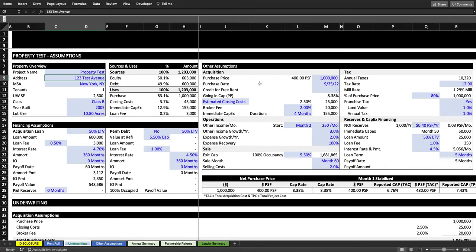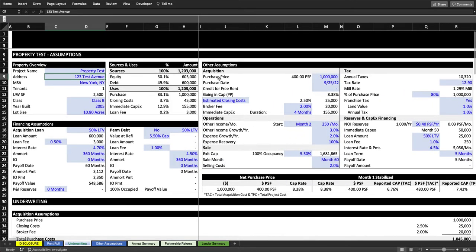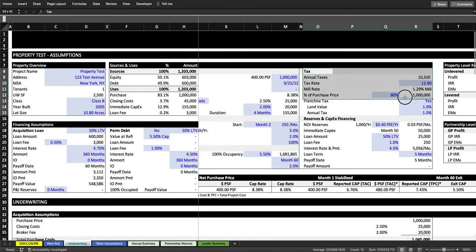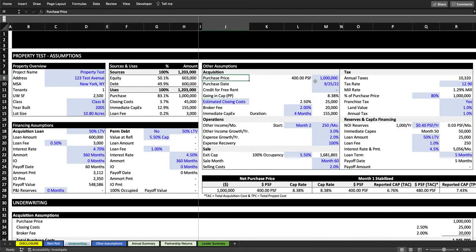But now let's hop into the actual calculation portion and how everything works. So we're going to start with the other assumptions boxes up here. You'll notice we have information for acquisition, information for operations, sale of the asset, some taxes, and then reserves/CapEx. So in the acquisition section, you can type in the cost of the asset, right? What's your purchase price? So you'll notice whatever you type in here, let's make this 1.1 million. That updates automatically down here. Now that is 1.1, where before it was 1 million.